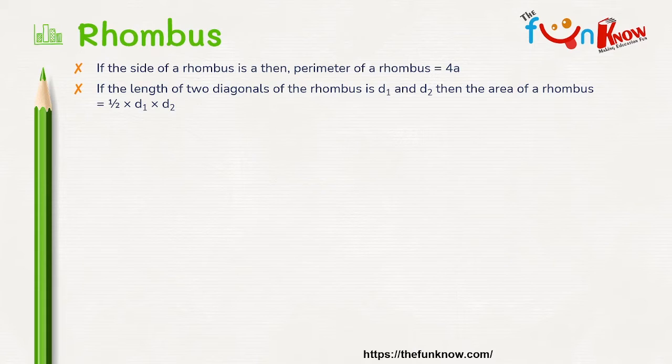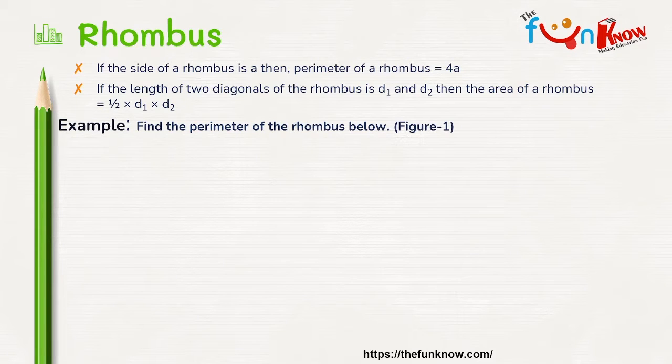So you have to memorize this. The perimeter of a rhombus will be 4A and the area of a rhombus will be half into diagonal 1 into diagonal 2. Let us understand these things with an example, students. You might have a question in your mind about which kind of question you can expect in the examination. So students, as you can see, this is your question.